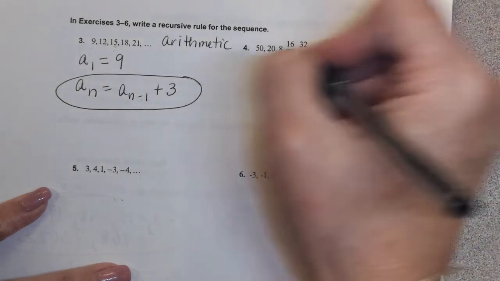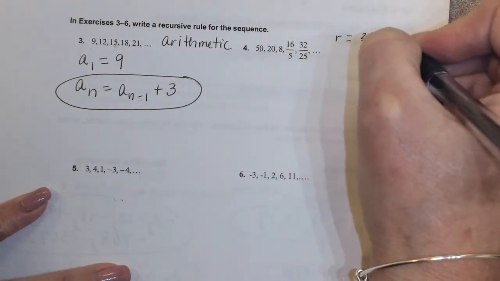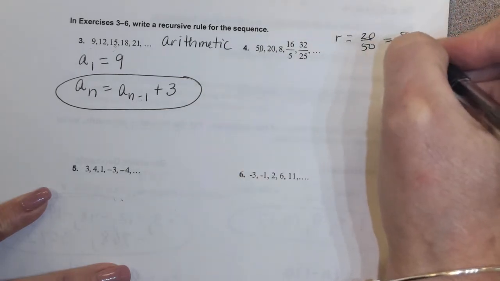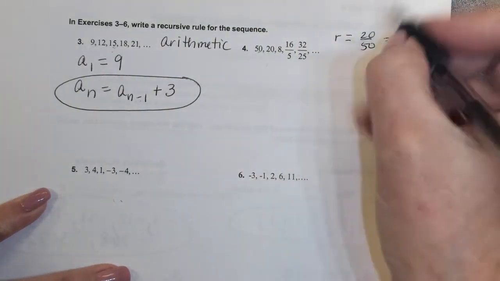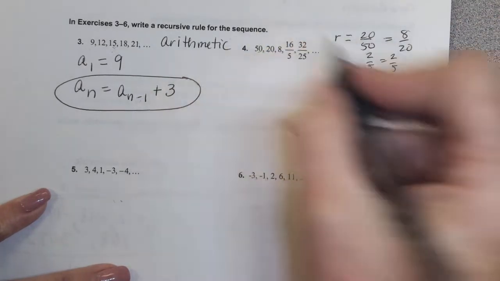All right, the next one, I can see that I'm not adding or subtracting the same amount, so this might be geometric. I'm going to test it out. I'm going to find r. r is 20 over 50, 8 over 20. I want to see if those are the same. 20 over 50 is 2/5. 8 over 20 is 2/5. Yep, so this is geometric.